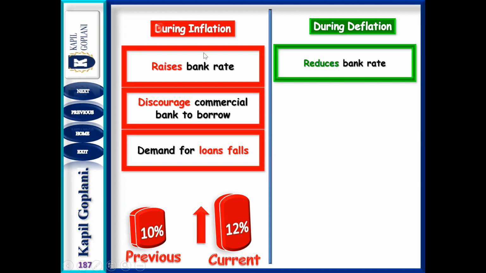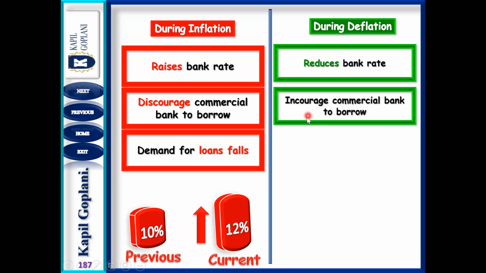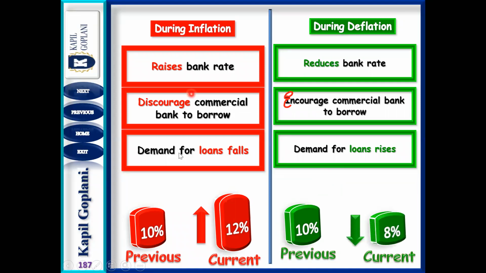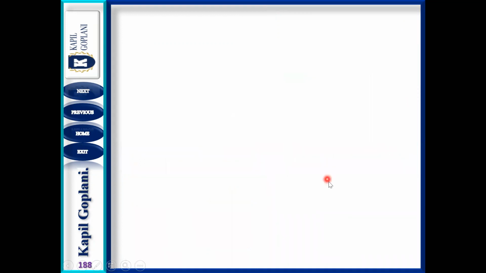During deflation, the opposite. During deflation, I will reduce the bank rate. If I have reduced my bank rate, this will encourage the commercial banks to borrow more, and ultimately demand for loan will increase, and this will increase the money supply in the economy. So in inflation I have increased from 10 to 12, and at the deflation time I have decreased from 10 to 8. This is the case of particularly bank rate.